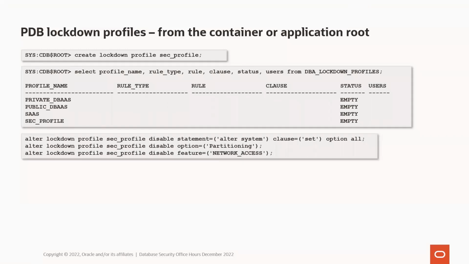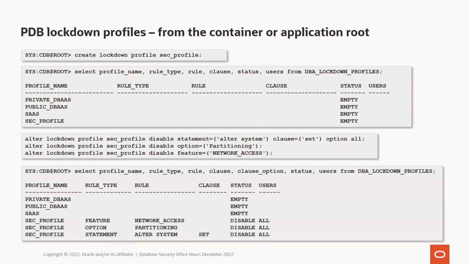And now I'm going to add in what I want the security profile to disable. You can choose enable, you can choose disable, and we can get into the nitty gritty details on that later in the slide here. But to start with, I want to disable all alter system set commands. I want to disable partitioning. I want to disable network access. And now you can see that my lockdown profile has those rules in there as a part of that profile.